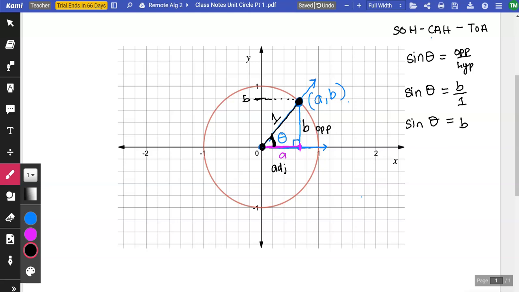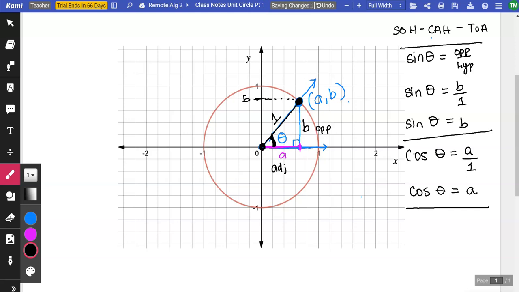Now what about the cosine of theta? So the cosine of theta, from our understanding, is the cosine of an angle is equal to the length of the adjacent side divided by the hypotenuse. Well, the adjacent side of theta in our case is A divided by, and then the length of the hypotenuse is 1. Well, what's the cosine of theta then? What's A divided by 1? A.